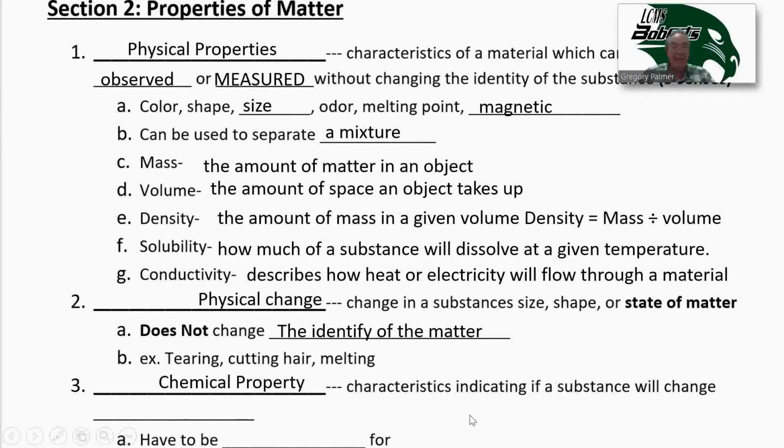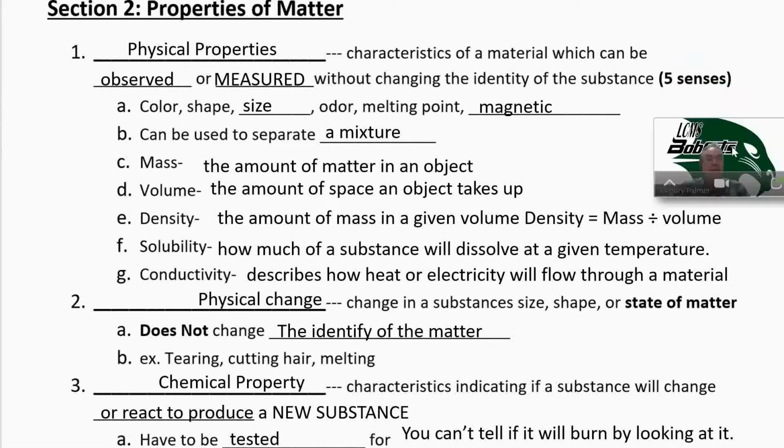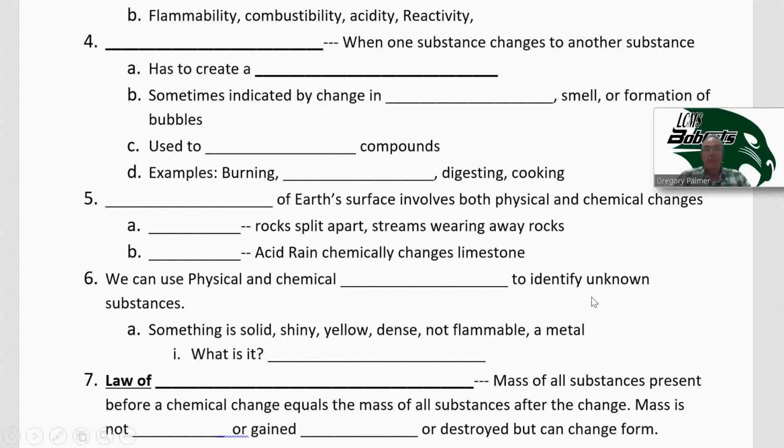Chemical properties indicate how a substance will change or react to make a new substance. Okay? We can't just observe these, we have to test for them to see if it will happen. For example, you can't tell if it'll burn by looking at it. Okay, now there's a lot of things you probably think, well, I know, like looking at wood, that it will burn. That's because it's been tested before and you've seen it happen. You know what'll burn because you've seen it happen. Flammability, combustibility, acidity, reactivity. Okay.